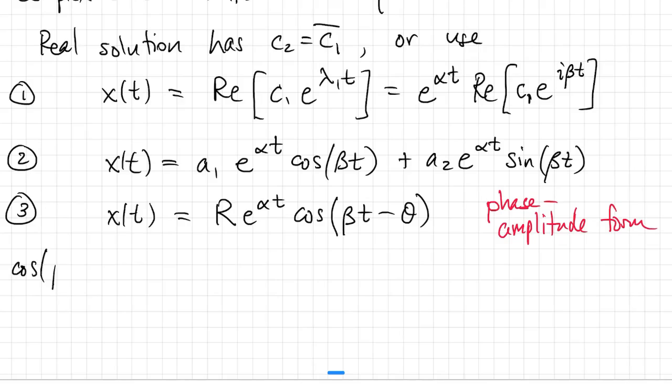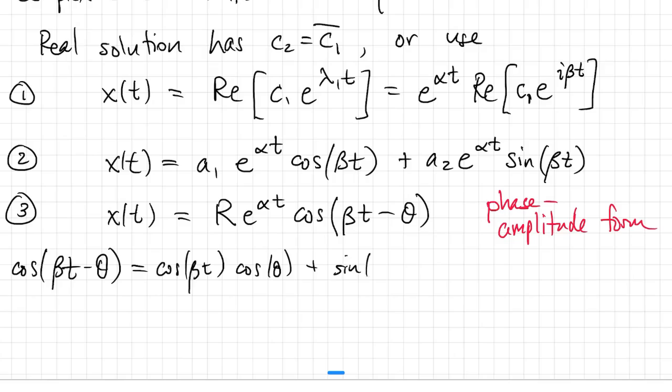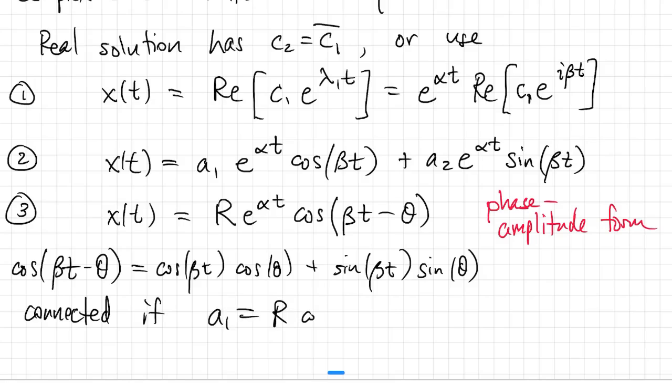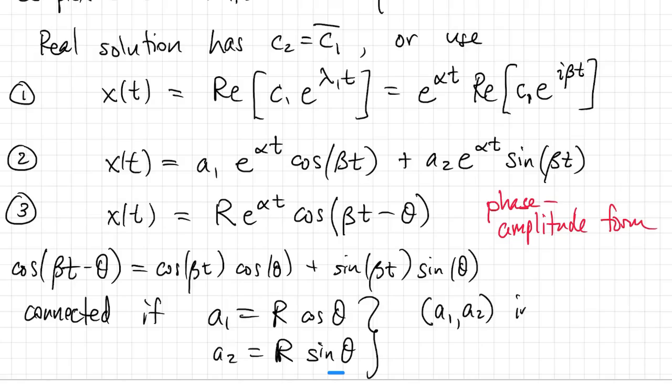In order to connect that third case to the second case, we could use this simple trig identity for the cosine of a difference. And then equation 3 equals equation 2, provided we define A1 as r cosine theta and A2 as r sine theta. But that's particularly memorable. It's the same thing as when we do polar coordinates. So if you think of A1, A2 as a point in regular coordinates, then you convert that to polar and you get the r and the theta.